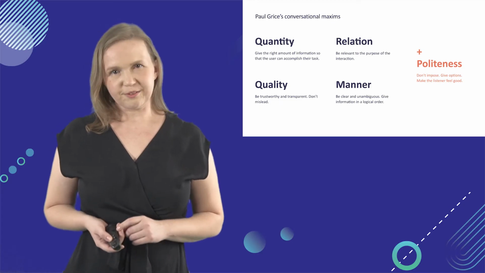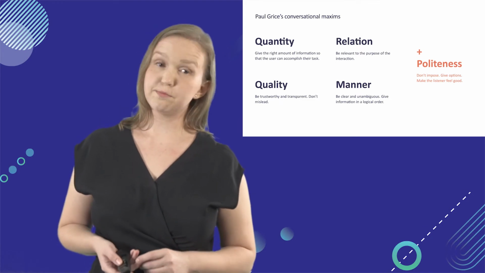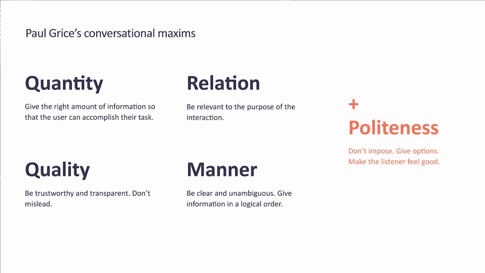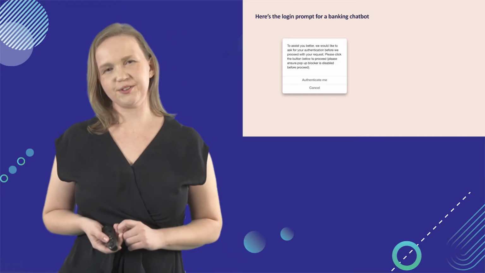There is also a fifth one, which was added in 1973 by the linguist Robin Lakoff, and it's politeness. This is really about making sure that your co-conversationalist is feeling good. Don't assume, and always give the user options. Basically, be nice, like you should in life in general. Let me show you how those look in an example.